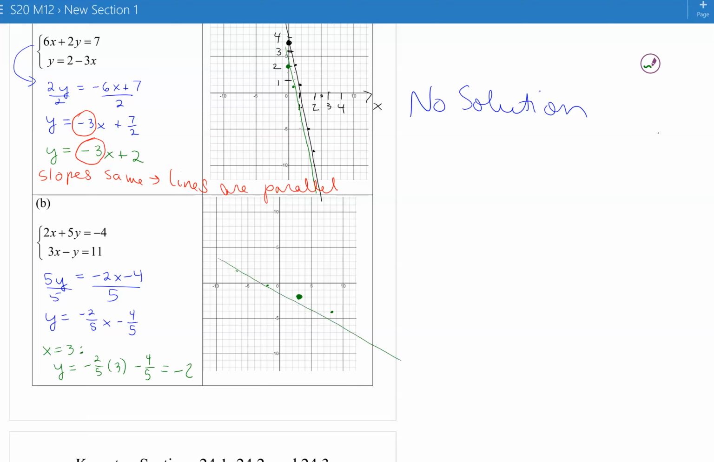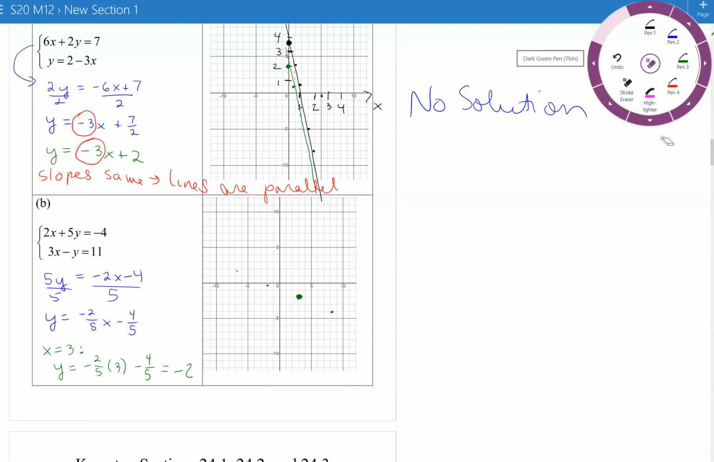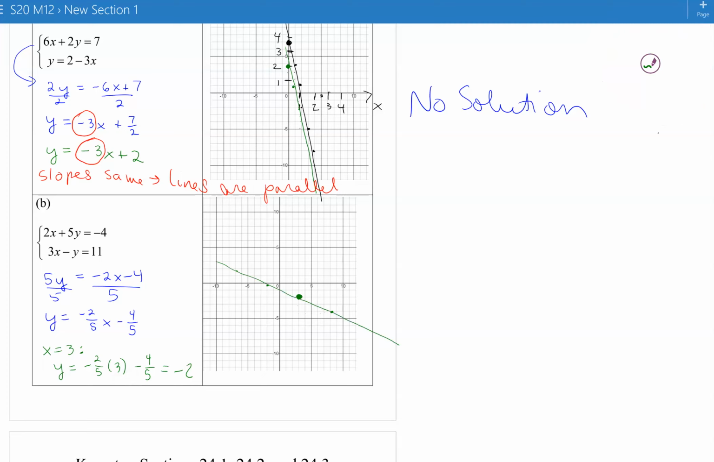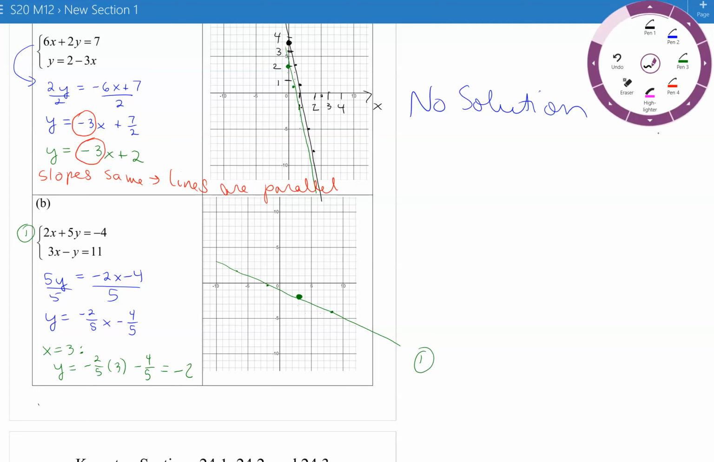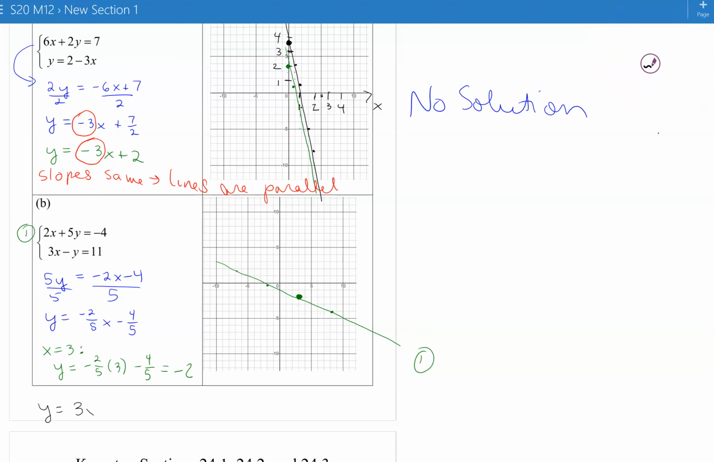Okay, so there's my first line. Whoops, missed it. Let me try that again. So that's line 1. Then the second line, if we write it in slope-intercept form, we're going to have y equals 3x minus 11. So here's -11. And up 3/1, up 3/1, and so on. And we draw the second line.